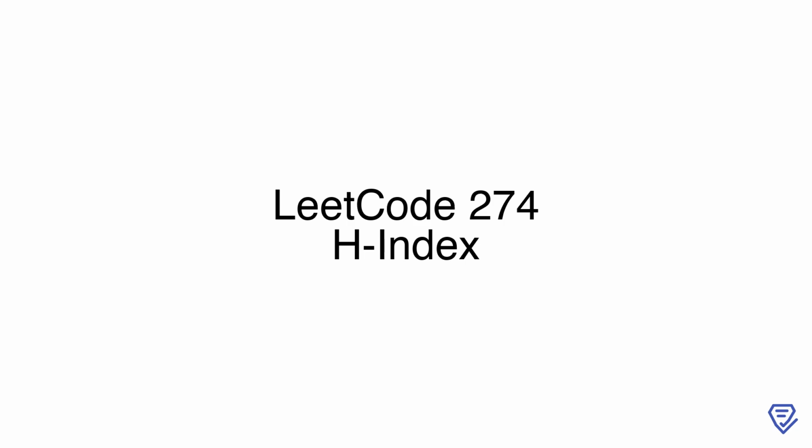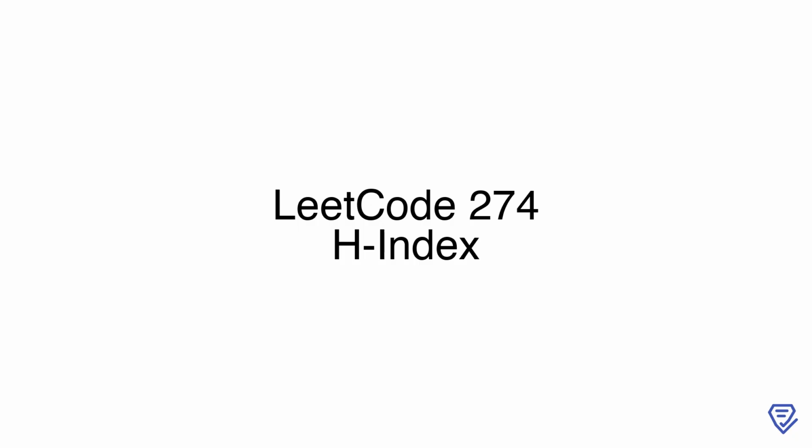Welcome. Today, we'll be exploring problem number 274, H-index. This problem is a fundamental question often encountered in coding interviews, and it focuses on determining the H-index of a researcher based on their publication citations. We will discuss different approaches to solve this problem, evaluate their complexities, and identify the most efficient solution.